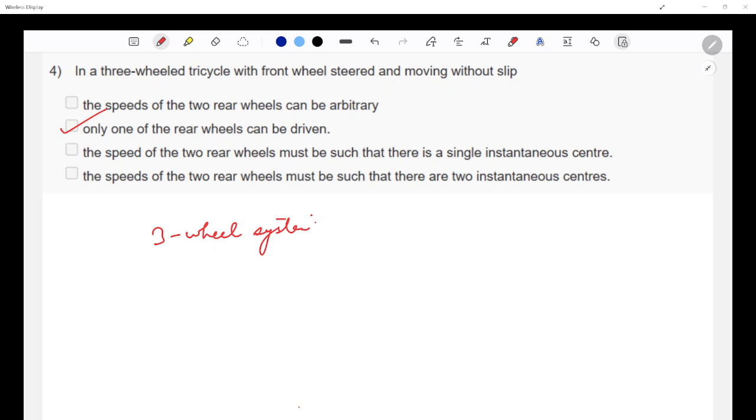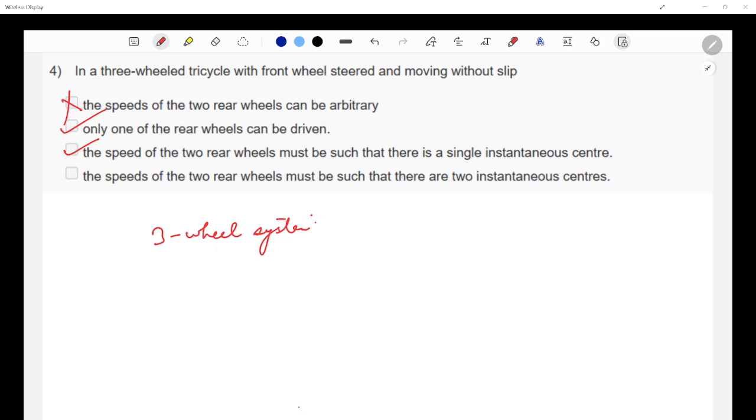Okay. In option 3, we have that the speeds of the two rear wheels must be such that there is a single instantaneous center. True. This is the core condition for no slip. All wheels must satisfy the same ICR. So this is correct. In the first option, the speeds of the two rear wheels can be arbitrary. False. If the speeds are arbitrary, you won't have a common ICR and it leads to slip, violating the rolling constraint. So it is wrong.